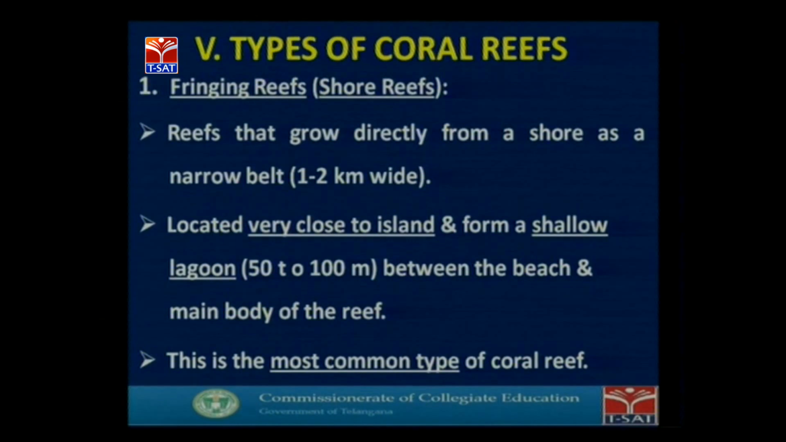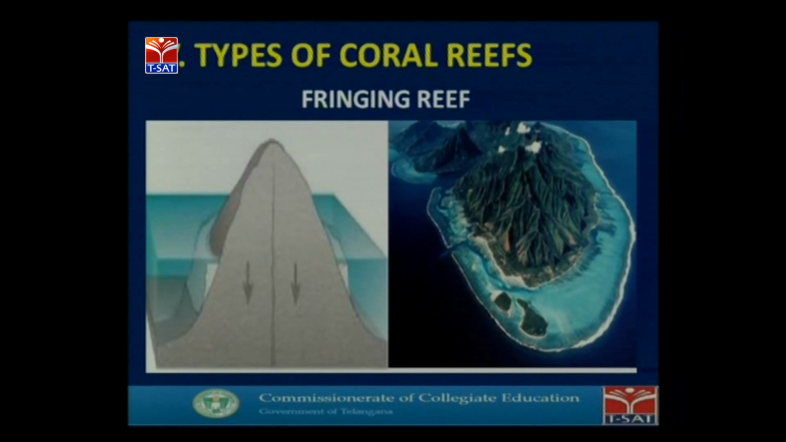Coming to the further details of fringing reefs, as I said earlier, these are also called shore reefs. These reefs grow directly from the coastal line or shore as a narrow belt to the extent of 1 to 2 kilometers wide. These are located very close to the island and form shallow lagoons, which are about 50 to 100 meters deep, between the beach and the main body of the reef. And fringing reefs are the most common type of coral reefs. And this is the beautiful image of fringing reef.